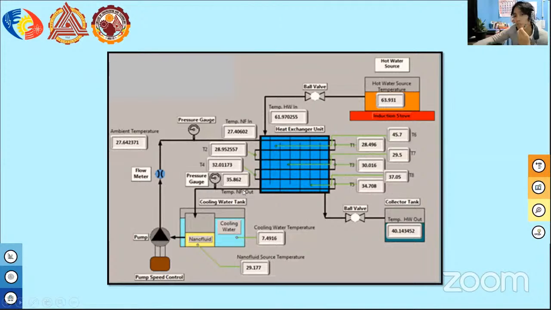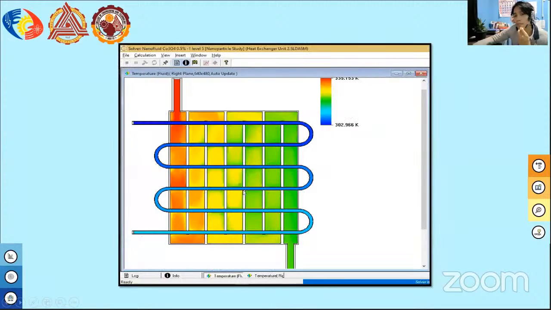Inlet and outlet temperatures of the nanofluids will be verified with the use of Type T and Type J thermocouples with an accuracy of plus or minus 0.1 degrees Celsius. 16 thermocouples at different points are connected to the data acquisition system. Investigations were done at varying Reynolds numbers.